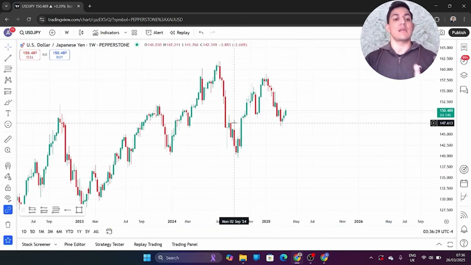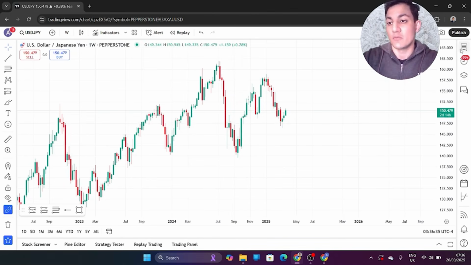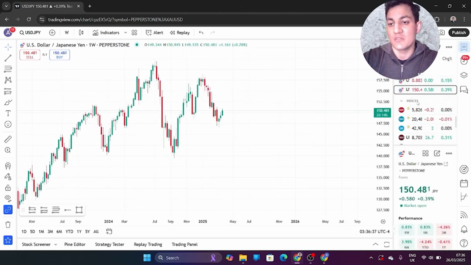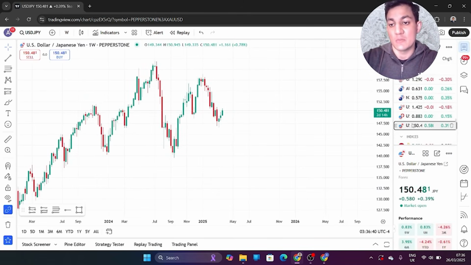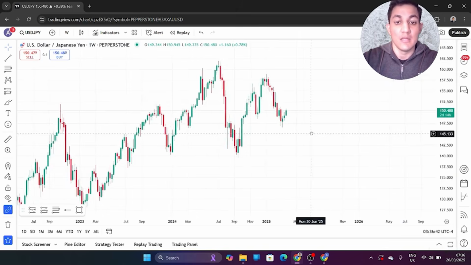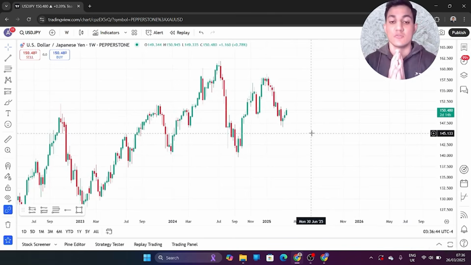This example right here on dollar yen is the hardest example that I can give you. I went through all my watch lists, I scrolled through each and every single pair, and USDJPY by far is the hardest example. So if you can understand this, you will understand literally any pair, any asset, anything that you trade.